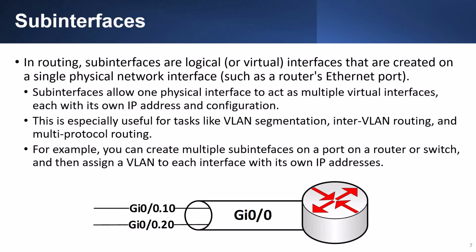In routing, subinterfaces are logical or virtual interfaces that are created on a single physical network interface, such as the router's Ethernet port. Subinterfaces allow one physical interface to act as multiple virtual interfaces, each with its own IP address and configuration. This is especially useful for tasks like VLAN segmentation, inter-VLAN routing, and multiple protocol routing. For example, you can create multiple subinterfaces on a port on a router or switch, and then assign a VLAN to each interface with its own IP address.